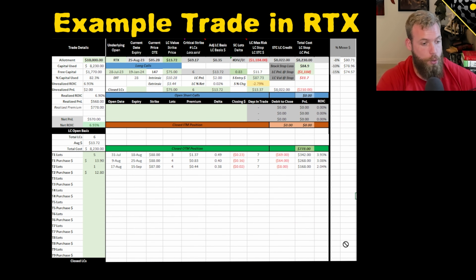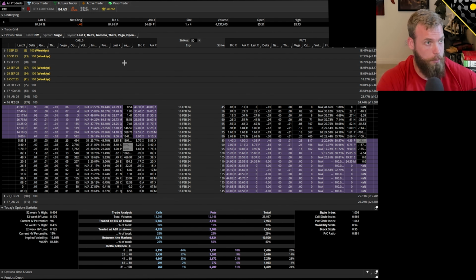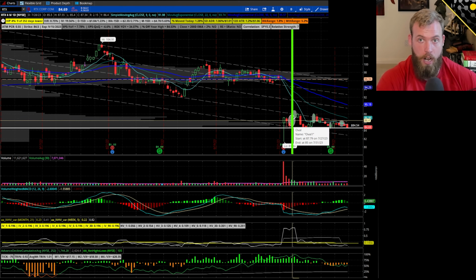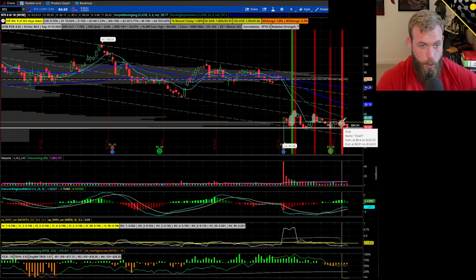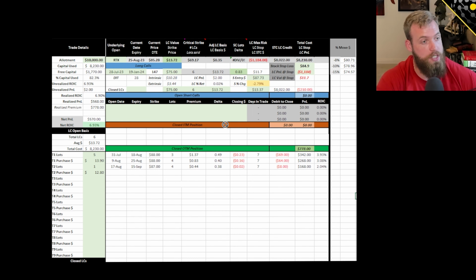Let's get to the example. So this is the example trade in RTX, and let me show you what that actually looks like. I entered here with the long options. I started selling short options here, here, here, and here is when I exited in total. You can see all of those movements here.